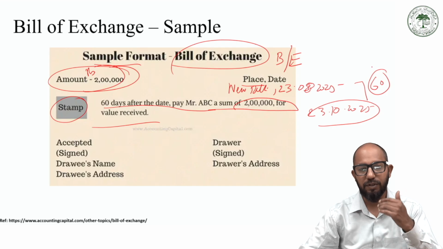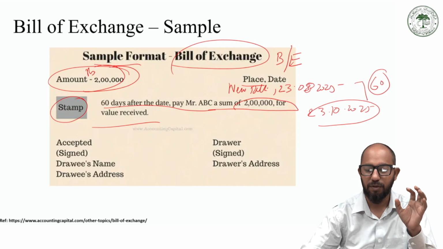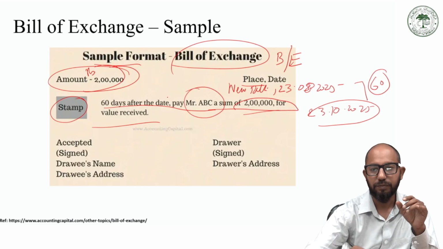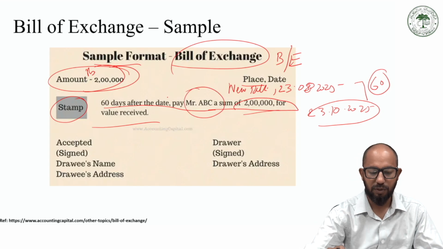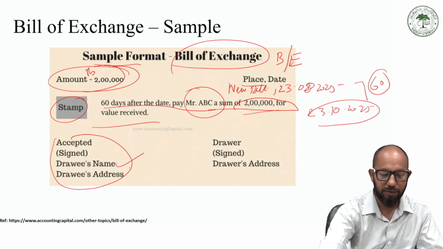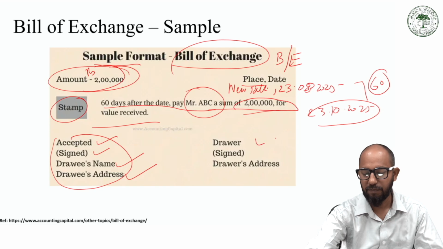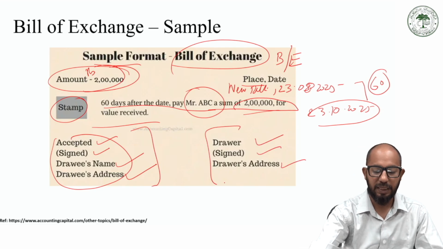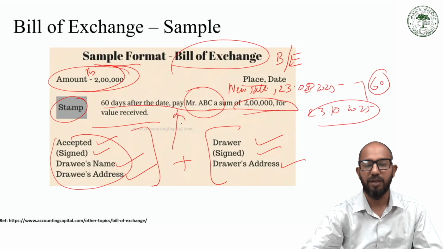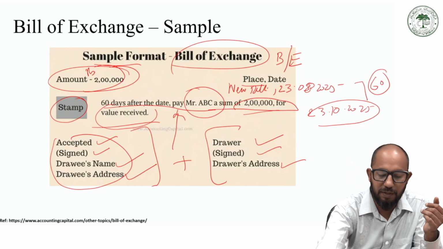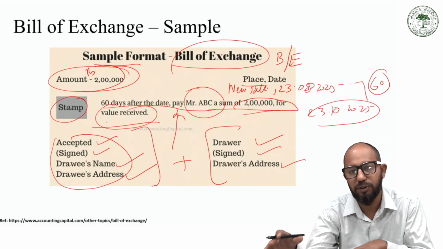It means after 60 days the payment can be made of 2 lakh rupees to Mr. ABC. Okay, so this is mentioned over here. Accepted by the parties, the drawee's name, address, signed and accepted. Here we have drawer, signed and drawer. So both the parties are here agreeing to this particular statement that a sum of rupees 2 lakh for which value has been received will be paid after 60 days.